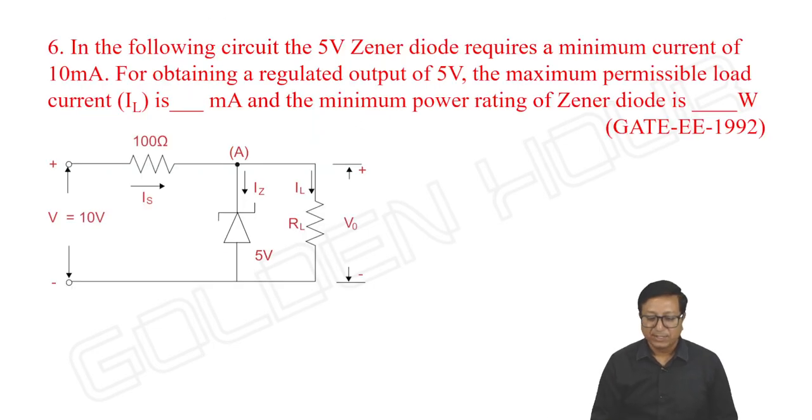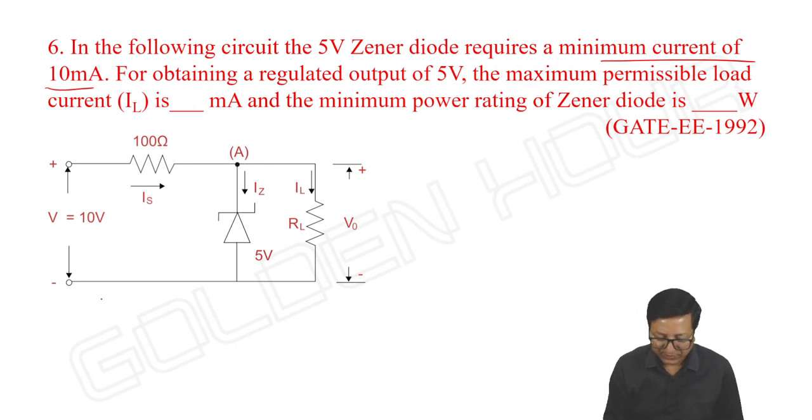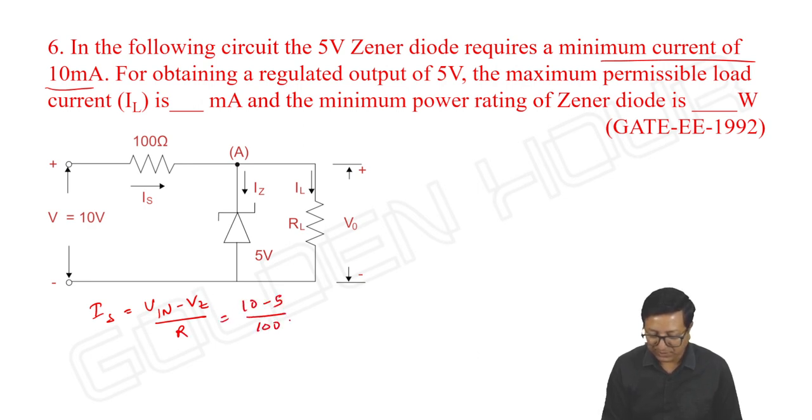Next question. In the following circuit, the 5 volts Zener diode requires a minimum current IZ minimum given as 10 milliampere. For obtaining a regulated output of 5 volts, the maximum permissible load current IL maximum they are asking, and the minimum power rating of the Zener diode. Okay. What is there in it? It's a simple question. So what is IS, the current through the series resistance? It is equal to (V in minus Vz) by R. It is (10 minus 5) by 100. It is 50 milliampere. I we have got.